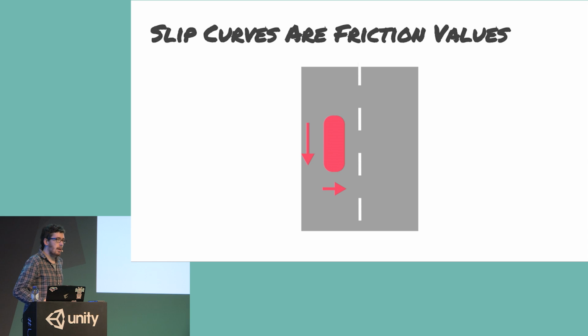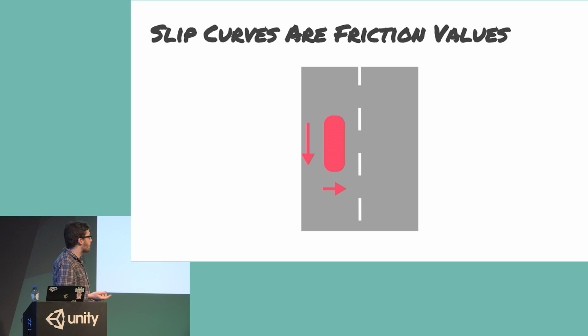Slip curves are a term you'll come across, and I'm going to try and explain them to you in a few minutes. But they are what Unity uses to represent friction for wheel colliders. So you don't just put a single friction value like you might on a normal box or something. You have these things called slip curves.